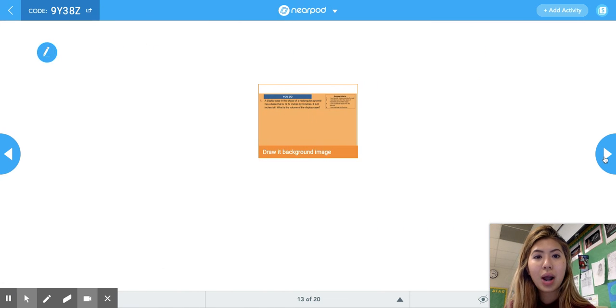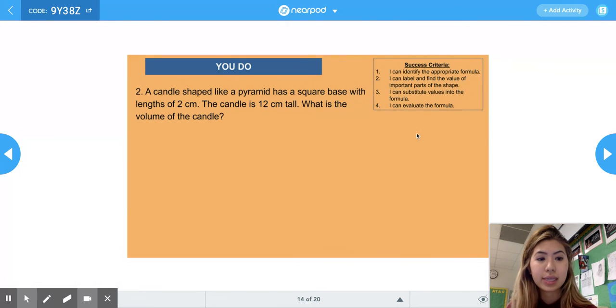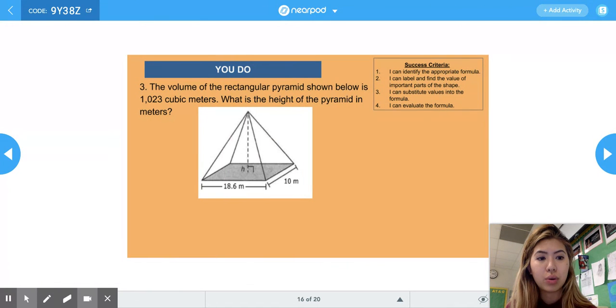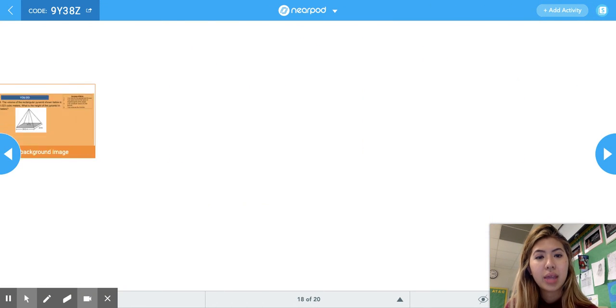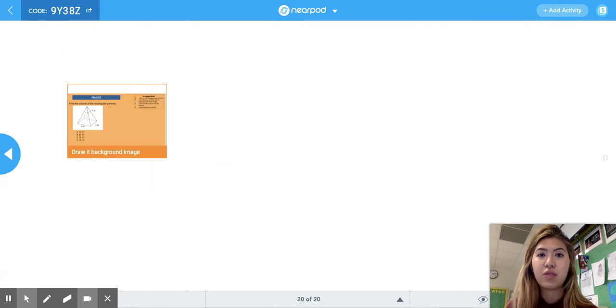There's several you-do problems. Remember to refer to the success criteria in the upper right-hand corner if you're confused about what to do. And then lastly, you're going to have a 4-question Google form DOL.